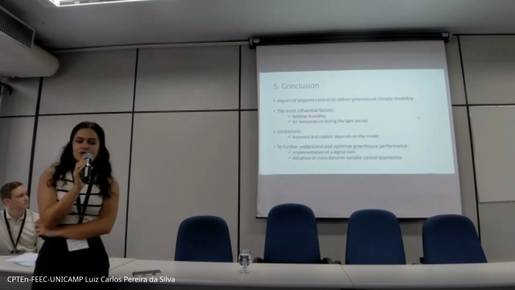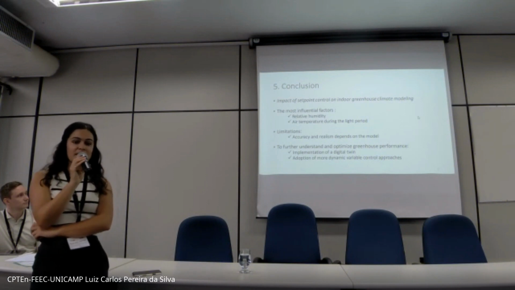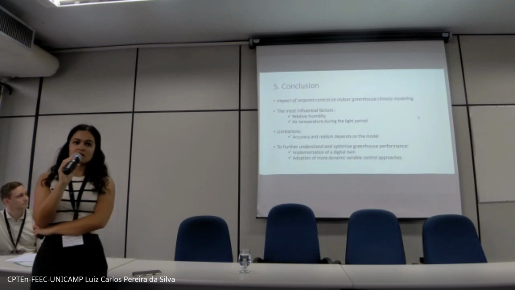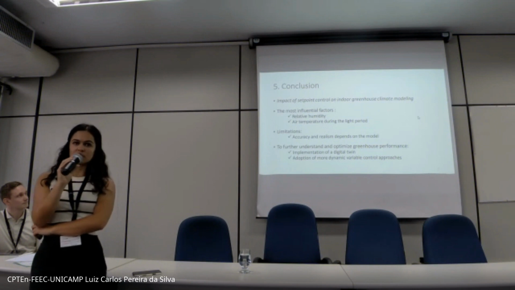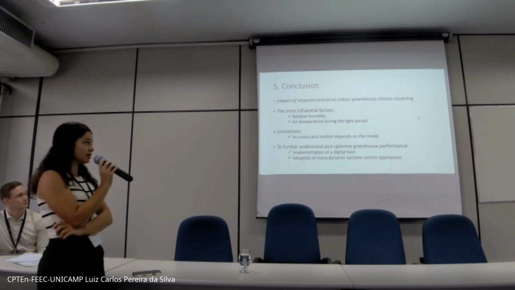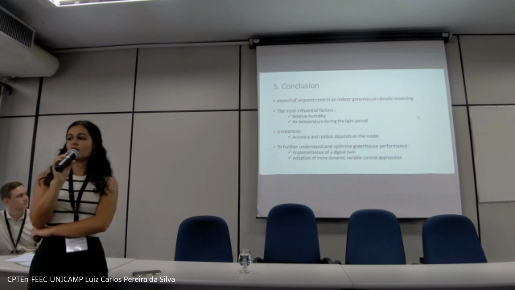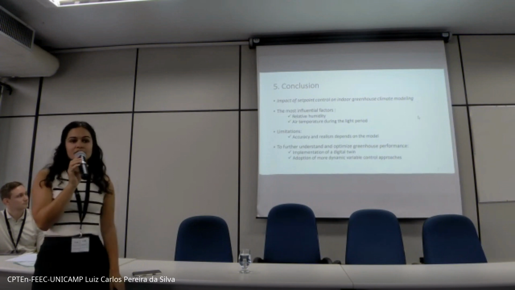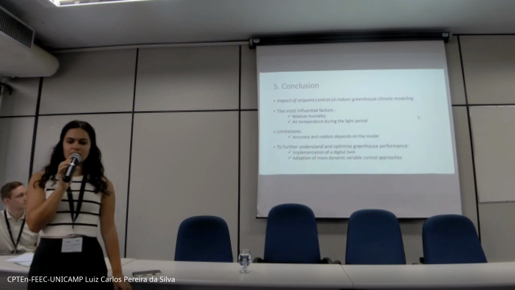For the impact of setpoint control on indoor greenhouse climate modeling, I would say that the most important thing to remember, and this was validated with literature also, is that relative humidity and air temperature during the light period are the main factors that we really need to have good sensors and good data acquisition if we want to have good models after. For the limitation, it's really the accuracy and realism depends on the model. And to further understand and optimize the greenhouse performances, I think it would be really interesting to implement a digital twin and adopt a more dynamic variable control.